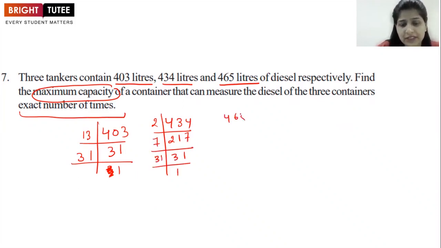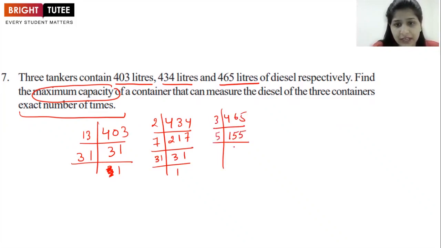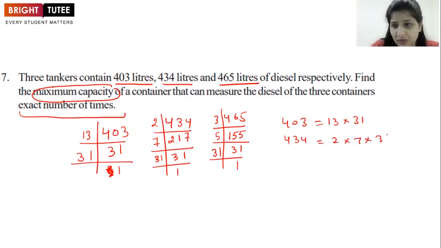Then 465 we do. Can we divide 465 by 3? Try doing it. Yes, 3 ones are 3, 3 fives are 15, 3 fives are 15. Now we can divide it by 5, 5 threes are 15 and 5 ones are 5. So again we get 31. So 403 can be written as 13 into 31. Then 434 can be written as 2 into 7 into 31. Then 465 can be written as 3 into 5 into 31.